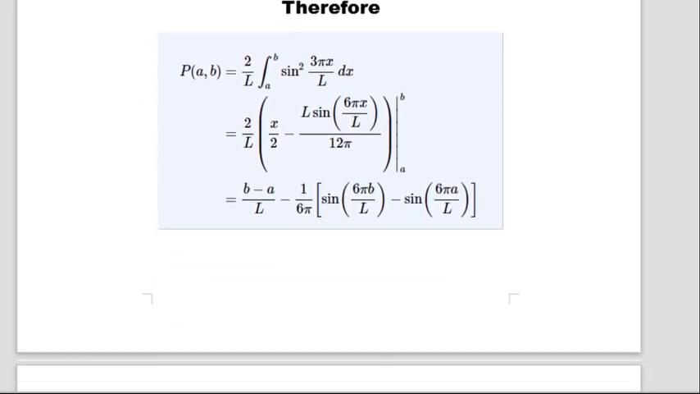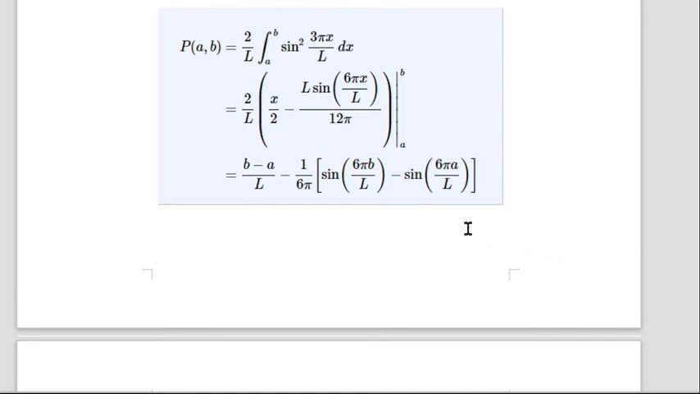And when we put that, probability becomes, we are squaring the function. So 2 by L integral of A to B sine square 3 pi x by L dx. That is a standard form of integration of sine square function. We can simply integrate it. We get this function, probability function P AB equals 2 by L x by 2 minus L sine 6 pi x by L divided by 12 pi between limits A and B.